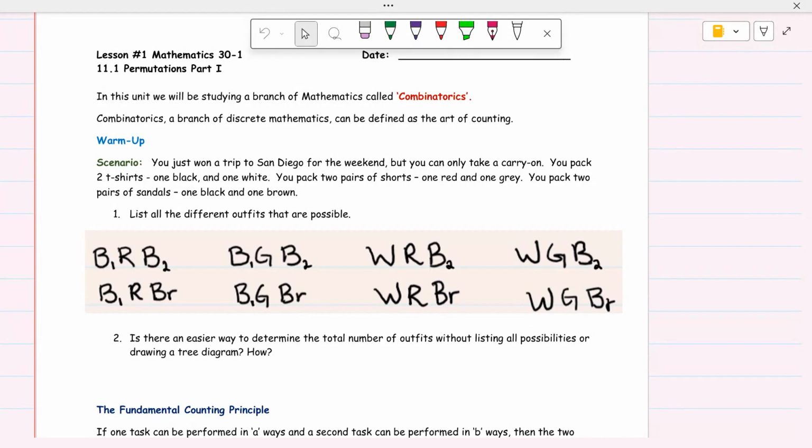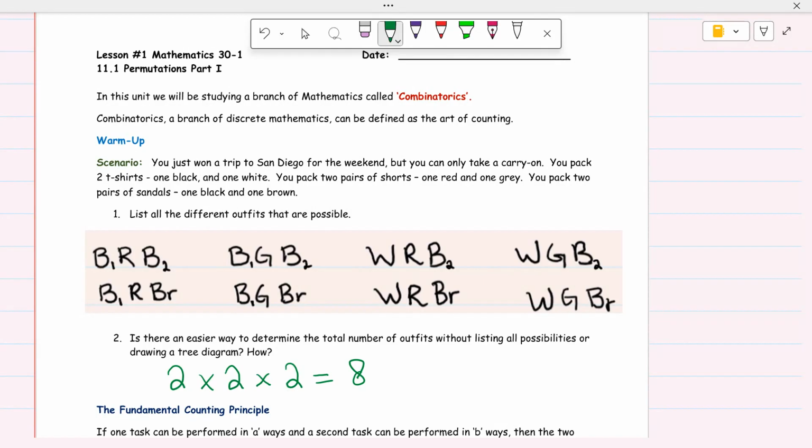Because how many choices of shirts do you have? 2. How many choices of shorts do you have? 2. How many choices of sandals do you have? 2. What we just did there, guys, is what we call the fundamental counting principle.